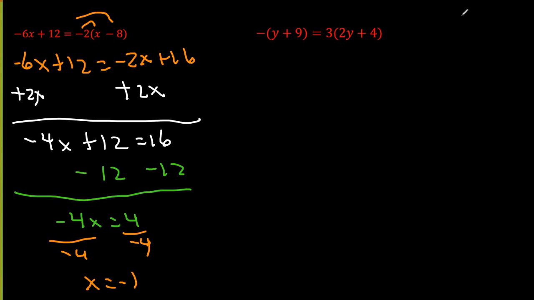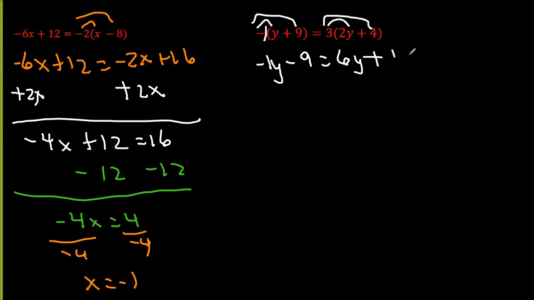The one here on the top right, I've got parentheses on both sides, but we've got a little negative 1 right there. So we're going to do negative 1 times y, which is negative 1y. Negative 1 times a positive 9 gives us a negative 9. 3 times 2y is 6y. And 3 times 4 is 12.